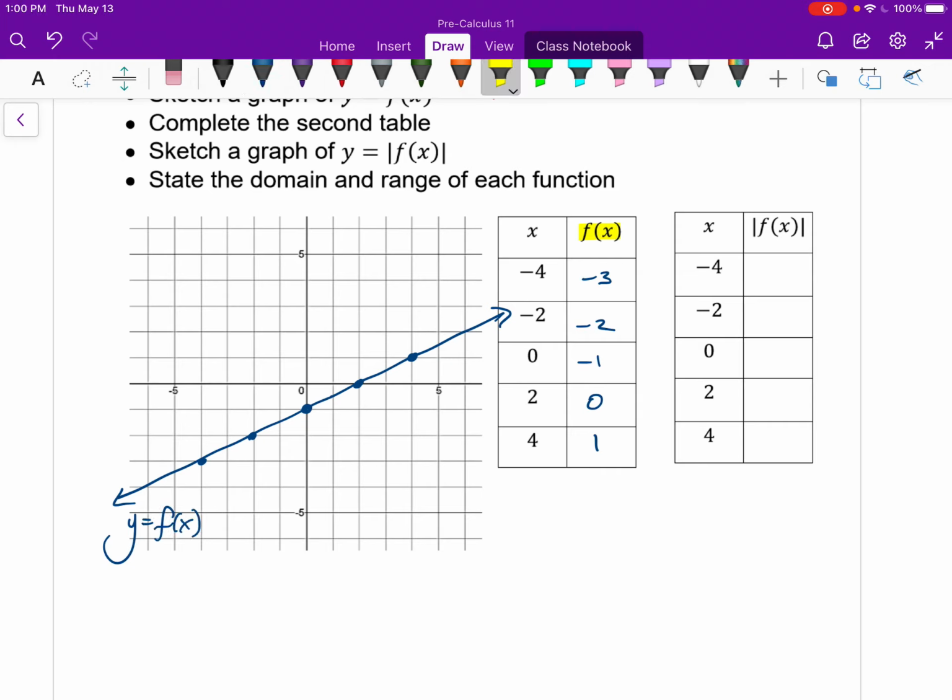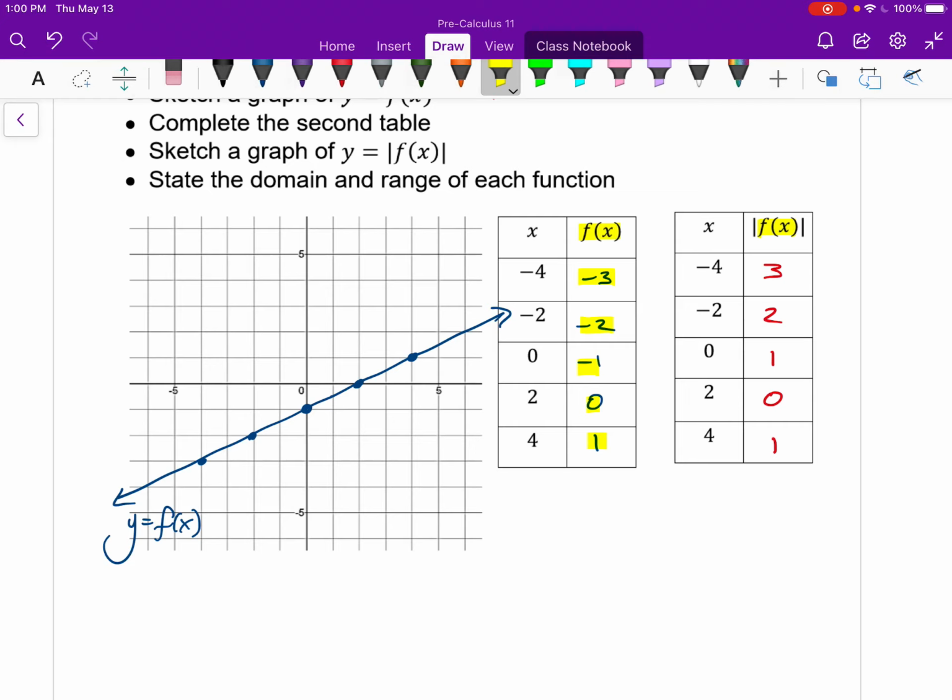So what about the absolute value of that? As we saw last day, I am finding the absolute value of the y values. I'm finding the absolute value of the outputs. And so I'm finding the absolute value of -3 when x is -4. And the absolute value of -3 is +3. And for this next one, when x is -2, I'm finding the absolute value of -2, which is +2. So when x is 0, this is going to be +1. This is going to be 0 and just 1. Remember, the absolute value of a positive or zero number is unchanged.